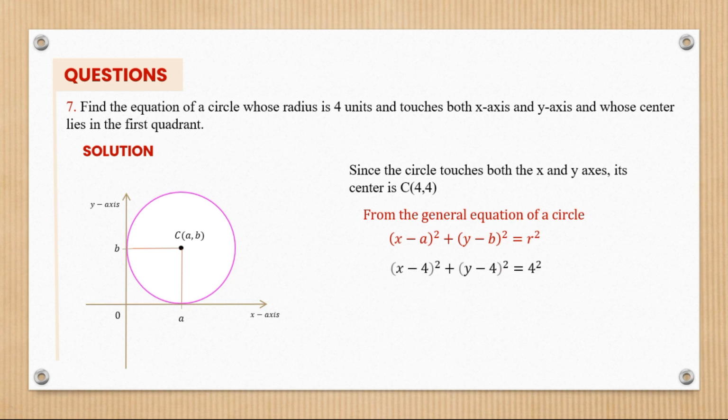x minus 4 squared plus y minus 4 squared is equal to 4 squared. So this is what I'll have. So when I simplify this, it will give me x squared plus y squared minus 8x minus 8y plus 16 is equal to 0, and that shall be the equation of the circle.